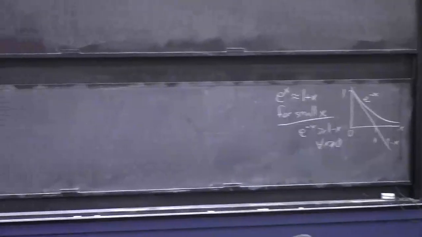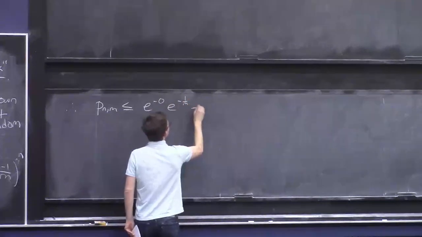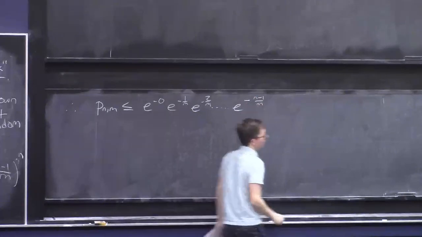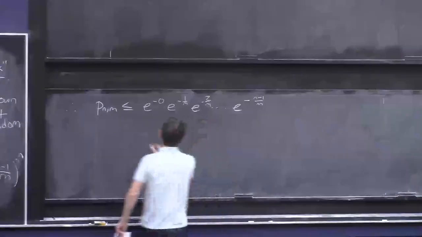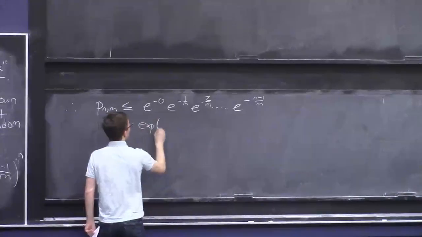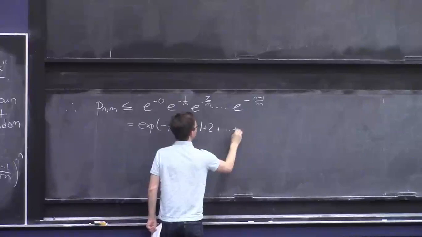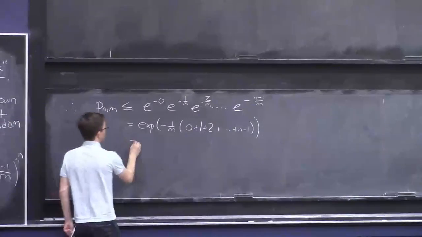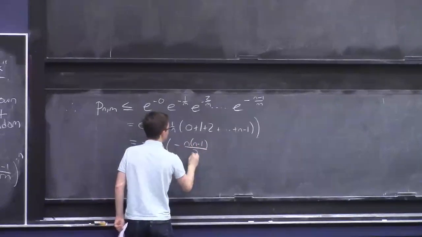P(n,m) should be less than or equal to e to the minus 0, e to the minus 1 over m, e to the minus 2 over m, up to e to the minus (n minus 1) over m. Let me also reintroduce this notation. exp(t) means e to the t. Okay, so this is exp of minus 1 over m. We'll factor that out like I did last time, times 0 plus 1 plus 2 plus dot dot dot plus n minus 1. Okay, and we know how to add up the first n minus 1 numbers. And this gives us exp of minus n(n minus 1) over 2m.